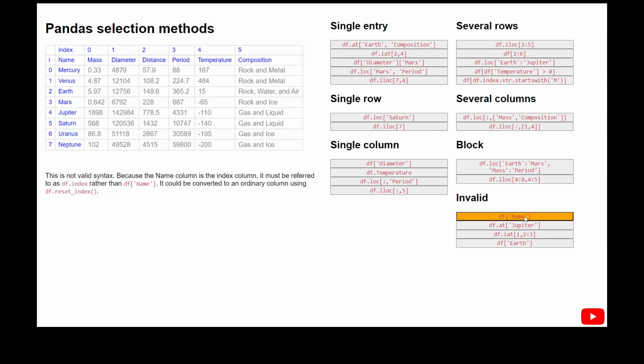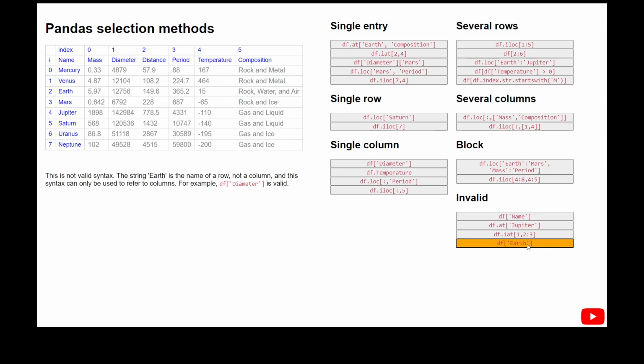Here are the things that don't work. df square bracket name doesn't work because you have to call it df.index instead. df.at Jupiter doesn't work. With df.at, you always have to give both the row and the column to specify a single entry. df.iat, again here, 1 and 2 colon 3: that only works if you give a specific number for the row and a specific number for the column. You're not allowed to give a range of columns here. And df square bracket earth doesn't work.